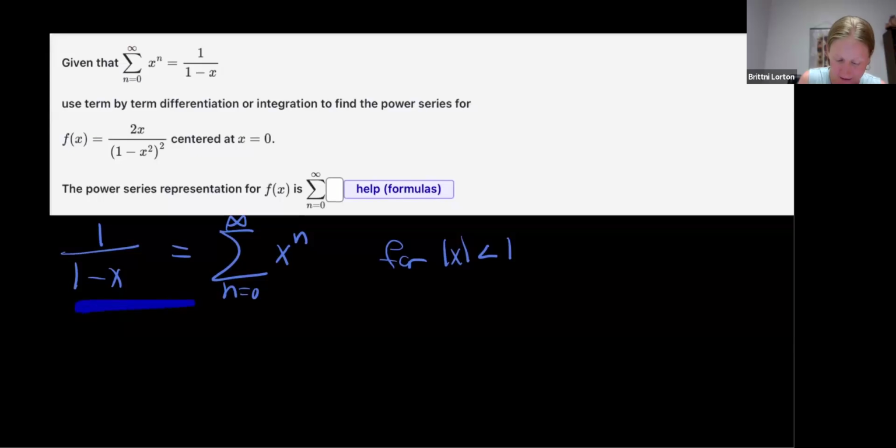I'm going to try to manipulate this to look like that. Okay, first of all, the denominator in my function has an x squared instead of an x. So let me start with that. Let me do it one piece at a time. I'm going to start with that.